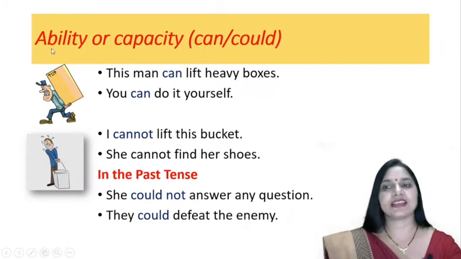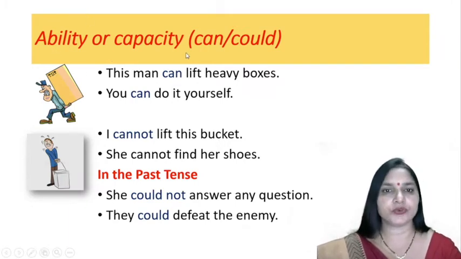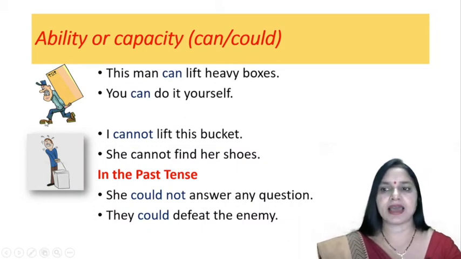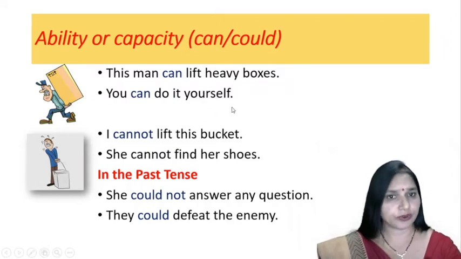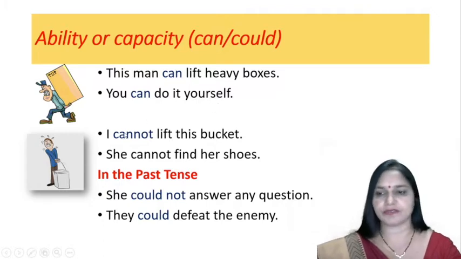Now, to express ability or capacity, we use can or could. You see in the picture, the man is lifting a very heavy box. We say this man can lift heavy boxes. He has the ability to lift heavy boxes. You can do it yourself. That means you also have the ability to do something yourself.